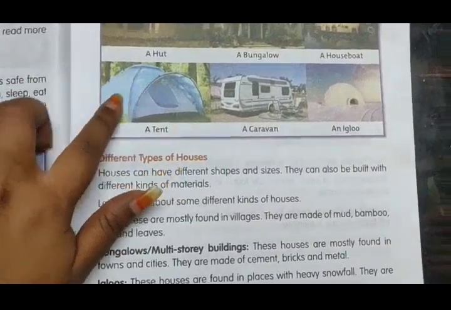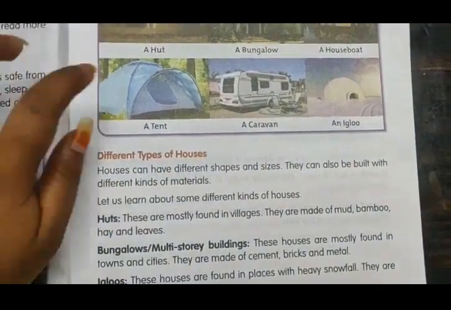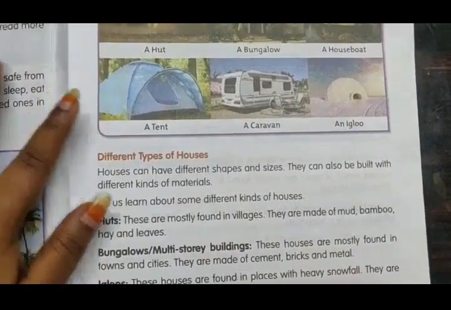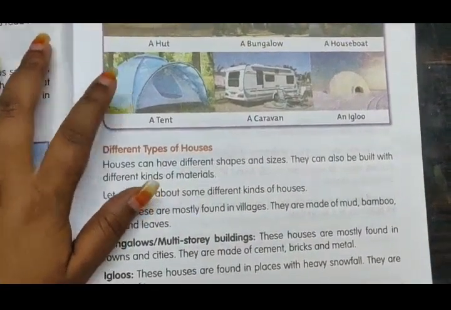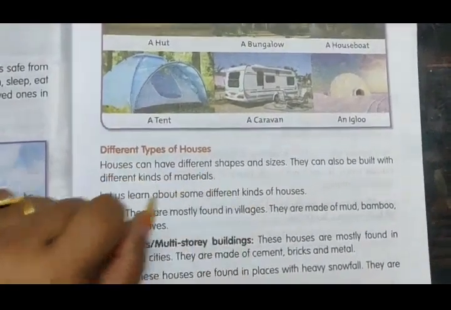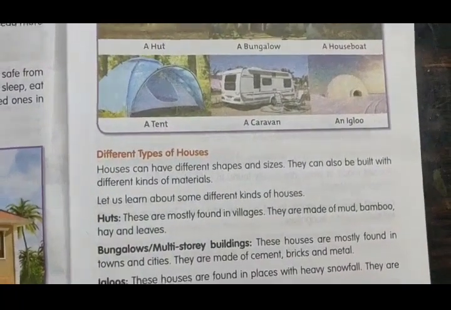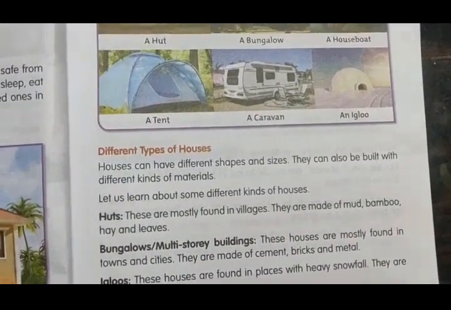We can call it, this cloth is called canvas. It's made up of camel skin. People move from one place to another place, and from place to place they live in tents. And the fifth one is a caravan. Caravan is used for moving from one place to another place.